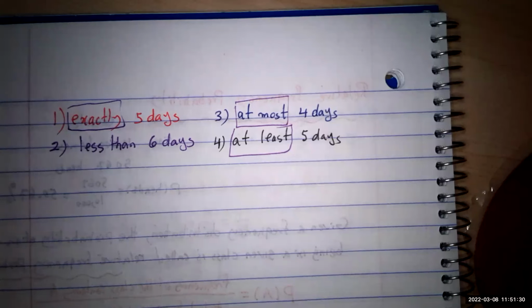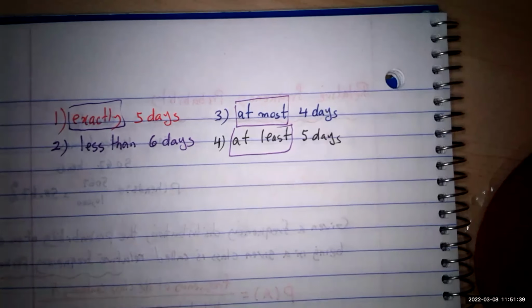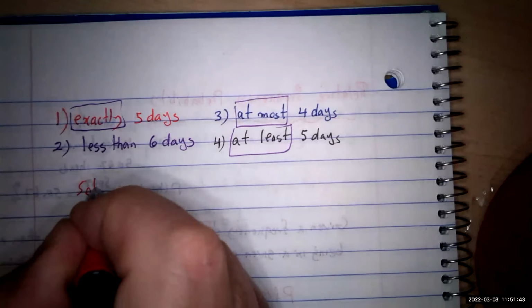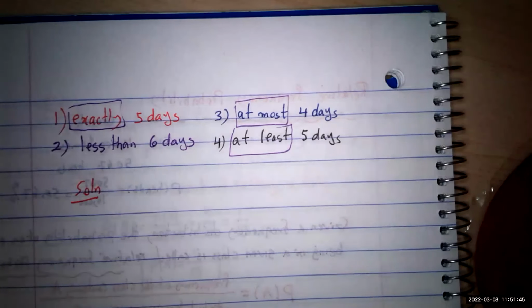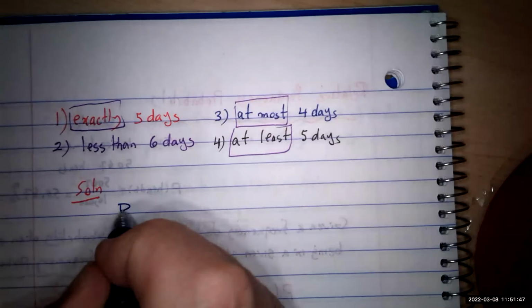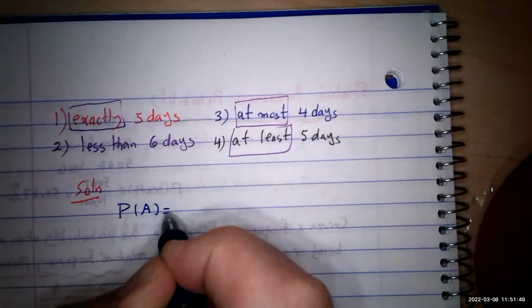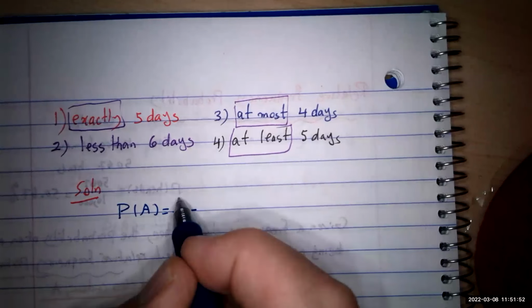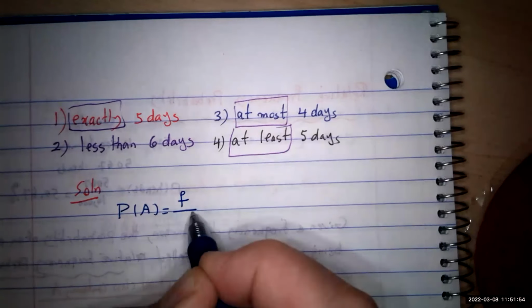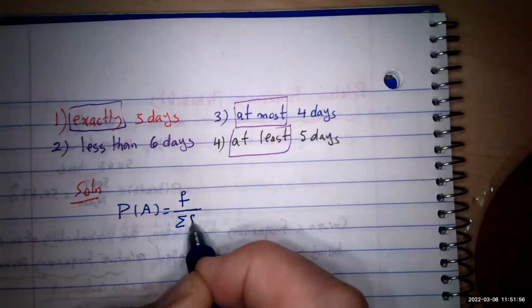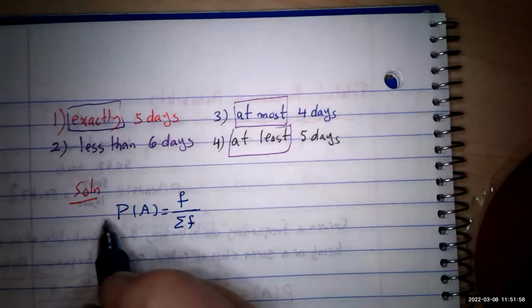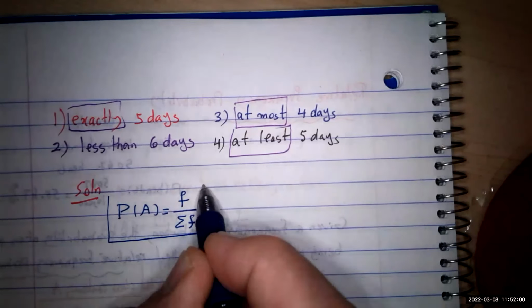The formula that's going to be used for the probability is the relative frequency. So basically the formula is probability of A is going to be equal to the frequency of the class containing A divided by the total number of frequencies. So this is going to be your formula to start with.